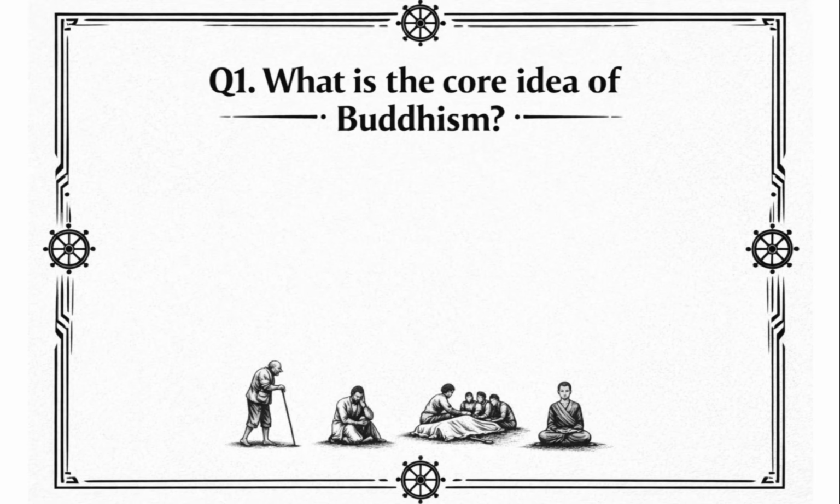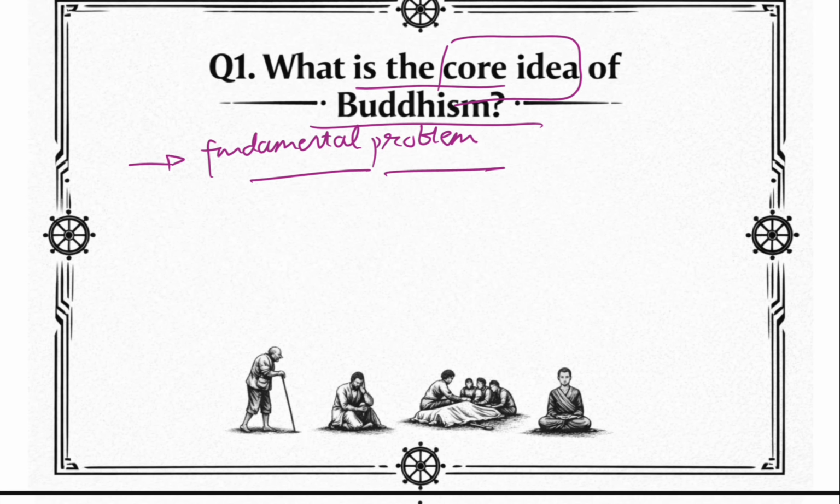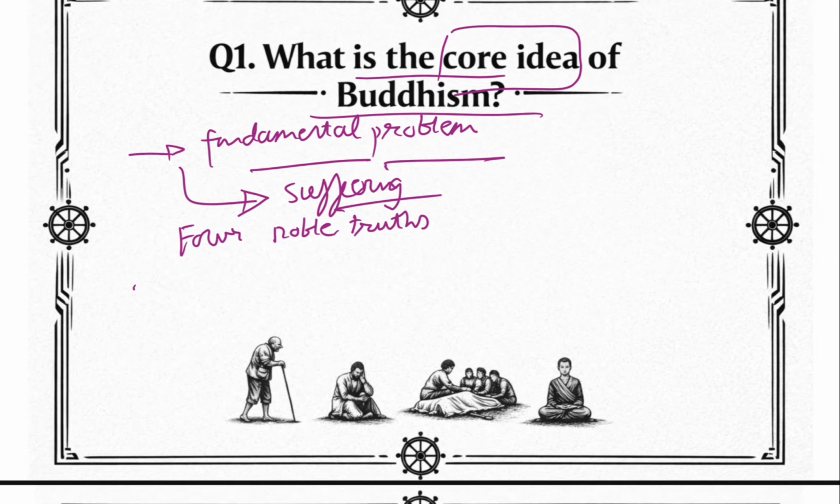The first question we must answer is, what is the core of Buddhism? What is the fundamental problem that Buddhism is trying to address? At its core, Buddhism is concerned with one fundamental problem, that is suffering. This suffering is explained through Four Noble Truths. The Four Noble Truths are that life is suffering, which is dukh.